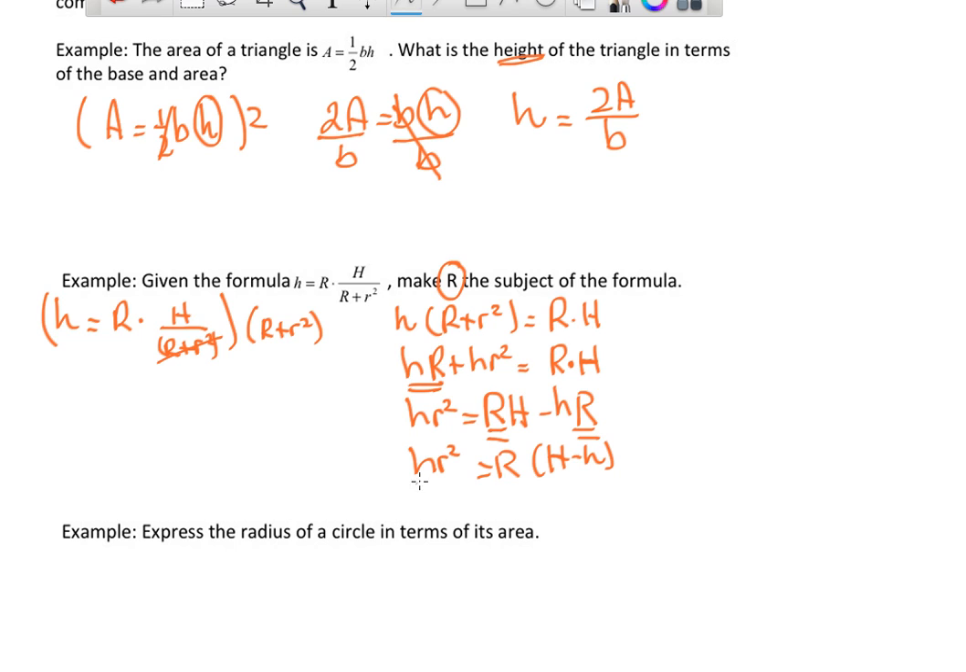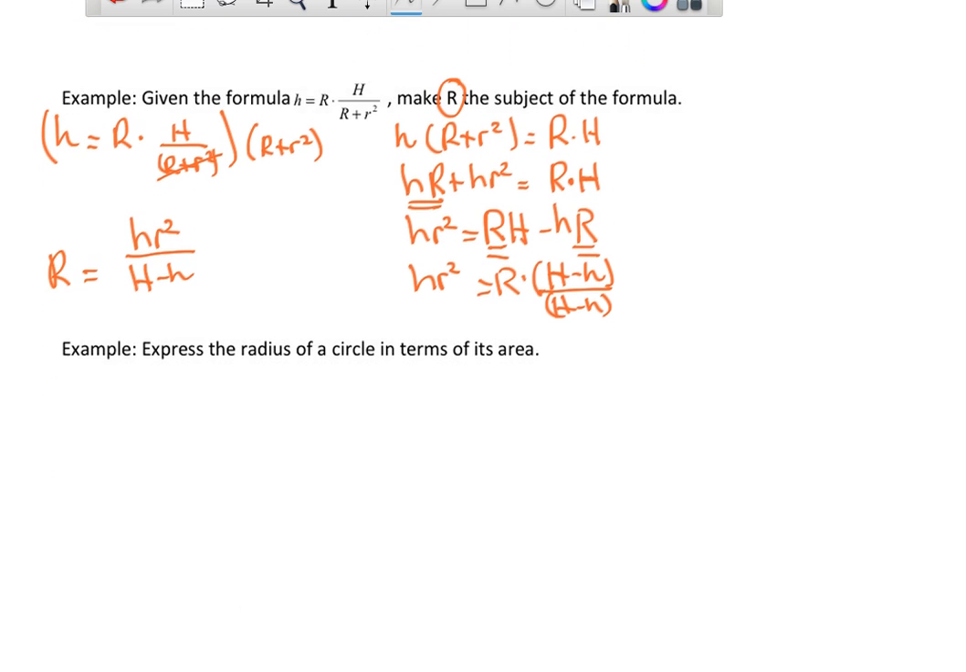And then the last step would be to figure out what to do with this. So R is multiplied by h minus h. So if I do the opposite of multiplying, which is dividing, divide by h minus h on both sides, I should get capital R. And you do. So there you go. It's h r squared over h minus h.